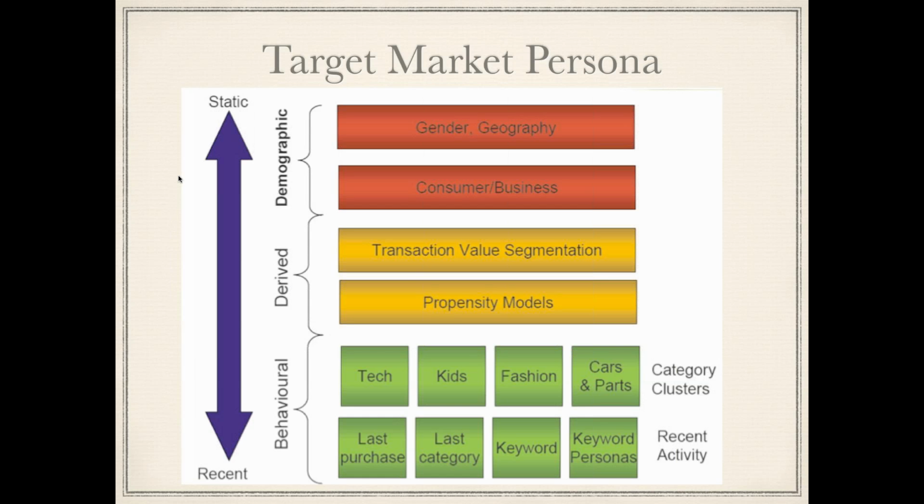Here's a graph that shows some different things to take into consideration when you think of target market. The demographic is the obvious one: gender, geography, and whether they're a consumer or a business. But you can go further. A target market persona can be derived from transaction value segmentation or propensity models, or from behavior aspects, where you break it down into category clusters, whether it be technology, kids, fashion, cars, parts, or recent activity.